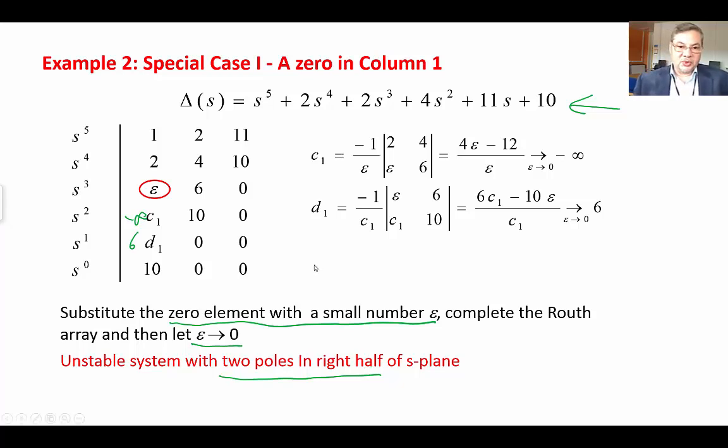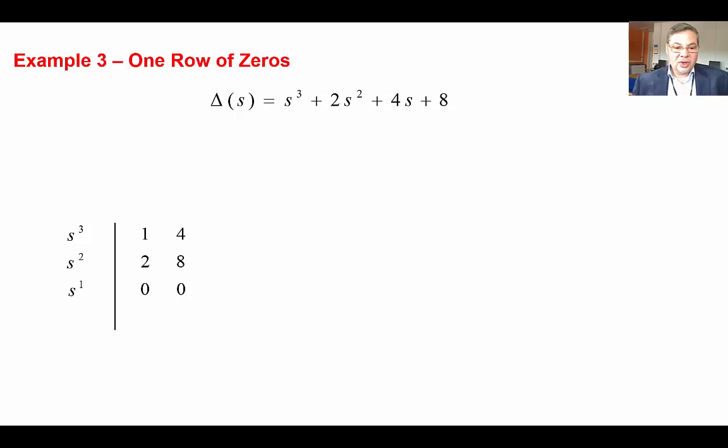Again, the system is unstable with 2 poles on the right hand side. Another special case, which is a bit more tricky. We have this characteristic equation. We look at it. All coefficients are there. None of the coefficients is missing and none is negative. So we construct the array. Construct the first 2 rows from the characteristic equation.